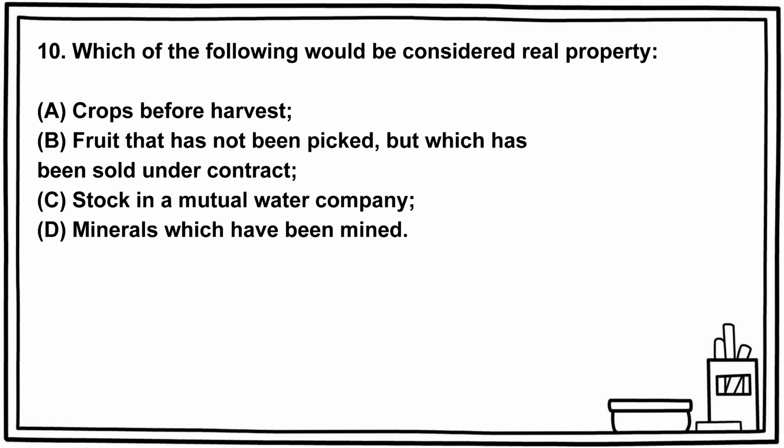10. Which of the following would be considered real property? A. Crops before harvest. B. Fruit that has not been picked, but which has been sold under contract. C. Stock in a mutual water company. D. Minerals which have been mined.